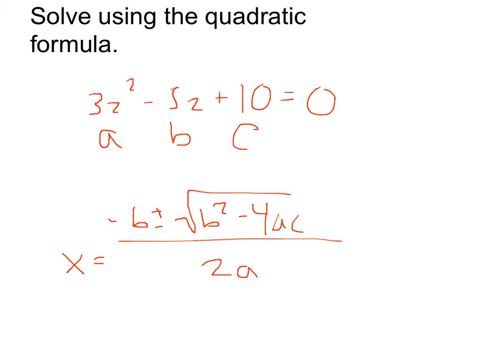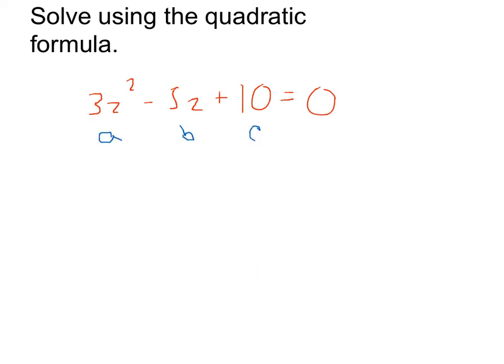Alright, so now we're going to plug this into our quadratic formula using our a, b, and c coefficients. So a would be 3, b would be negative 5, and c would be 10. We plug this into x equals negative b plus or minus the square root of b squared minus 4ac all over 2a.